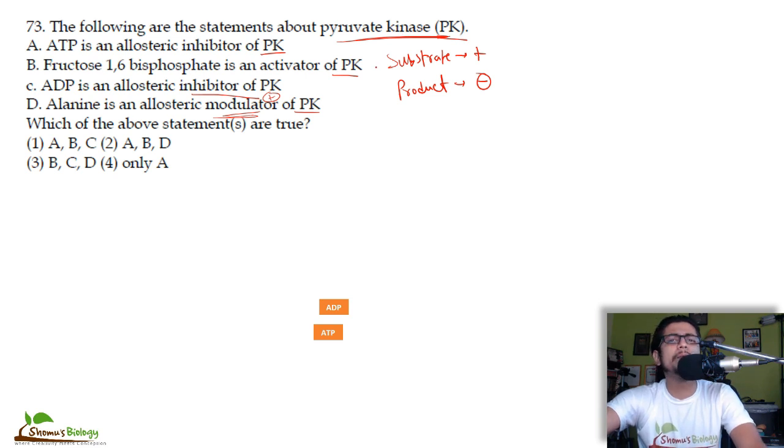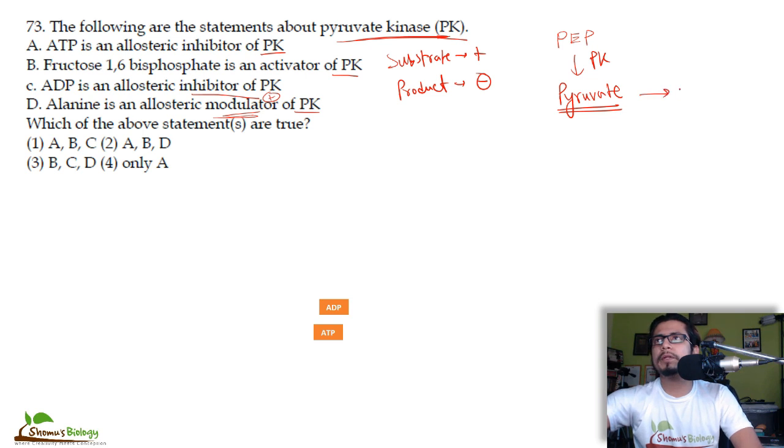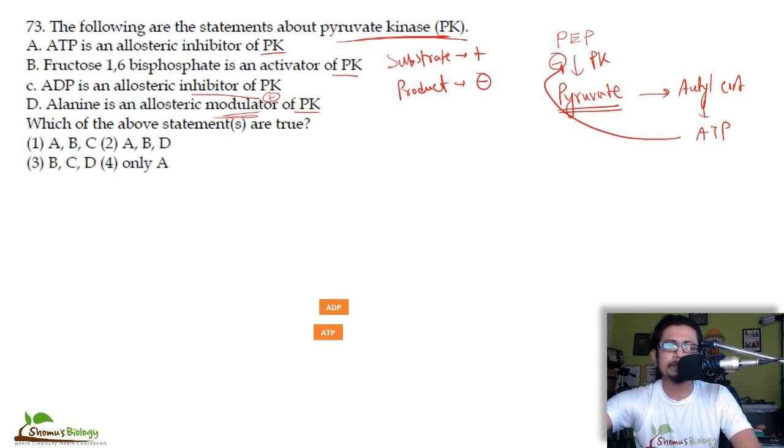What is pyruvate kinase and what does it do? Pyruvate kinase is an enzyme that converts phosphoenolpyruvate to pyruvate. In this step, once we produce pyruvate, we will be producing acetyl CoA. So ultimately we are aiming to produce ATP at the end, so the presence of ATP will inhibit this step. It says ATP is an allosteric inhibitor of PK. That is true. So if statement A is true, then option 3 is not correct, because statement A is not present there.